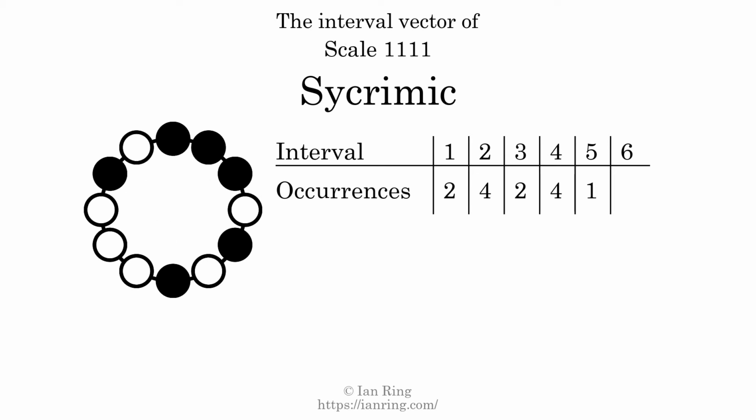There is 1 interval with the size of 5 semitones. It is here. There are 2 intervals with the size of 6 semitones. They are here and here. Each interval does not appear in this scale a unique number of times, so this is not a deep scale.